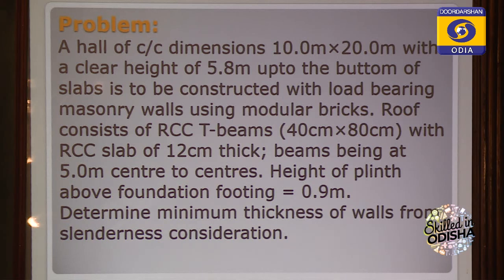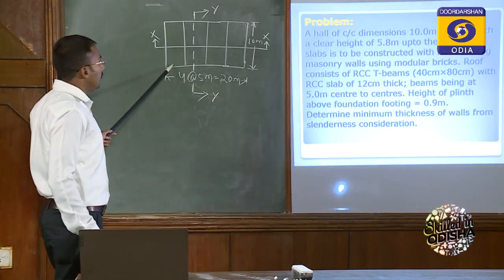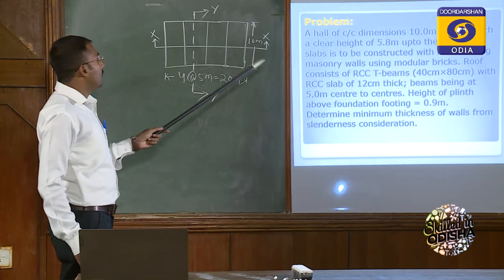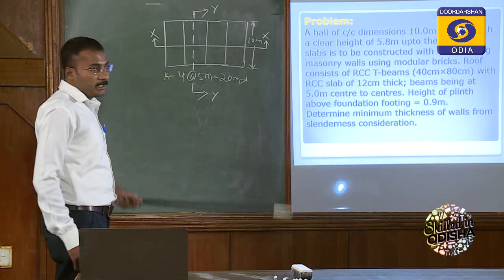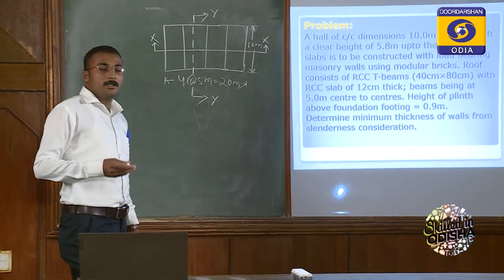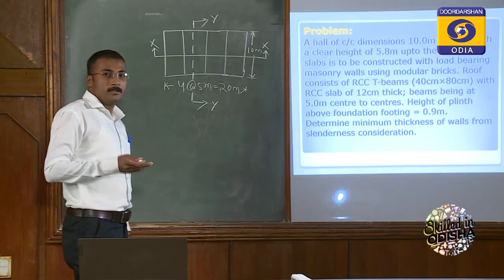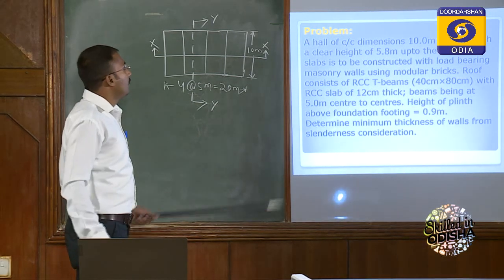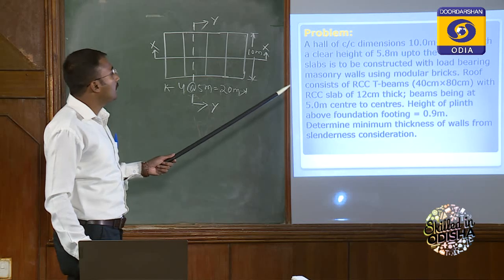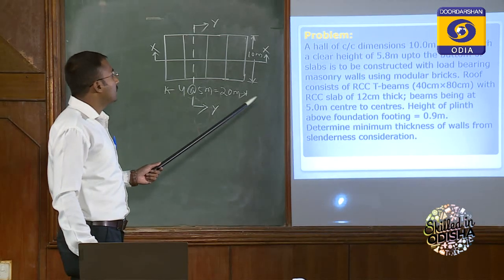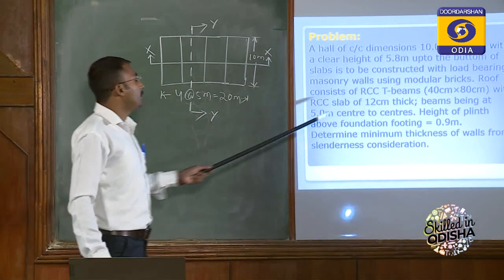So from the statement we know, you can see here the diagram. There is a hall of dimension 10 meter into 20 meter, and the clear height is 5.8 meter. Clear height means the height from the top of the footing to the bottom of the slab, and RCC T beams are 40 to 80 centimeter with RCC slab of 12 centimeter thick.